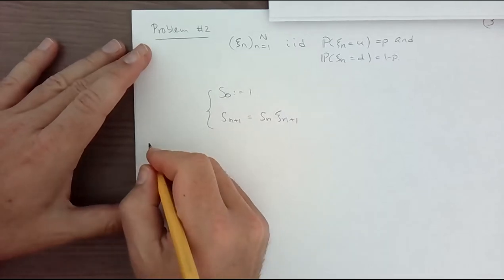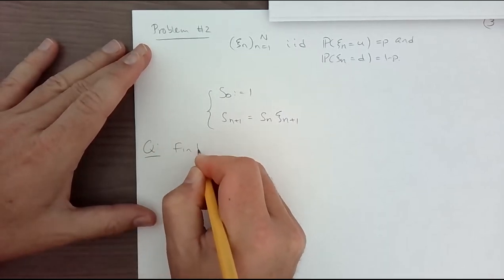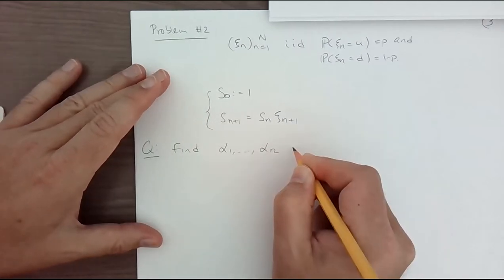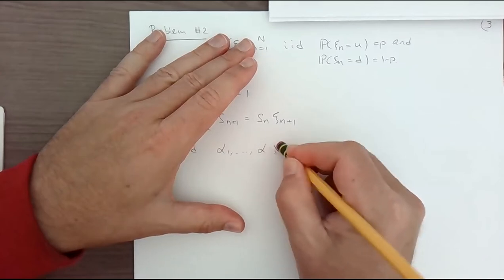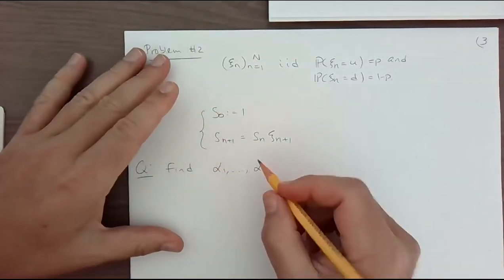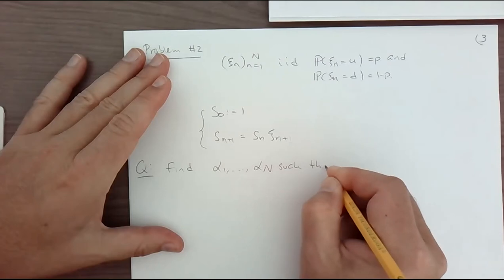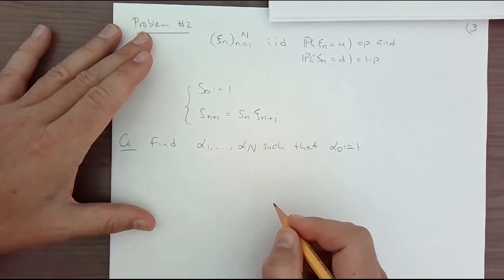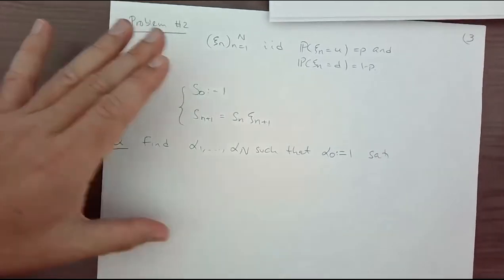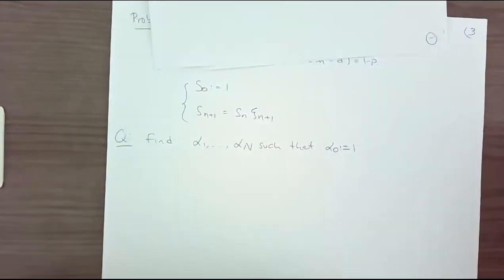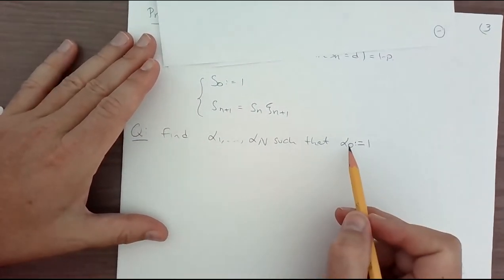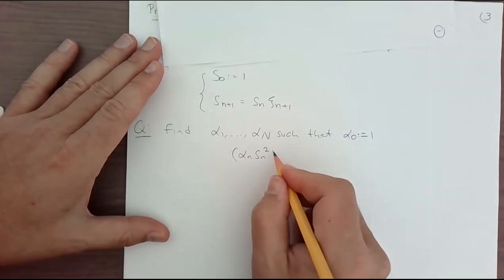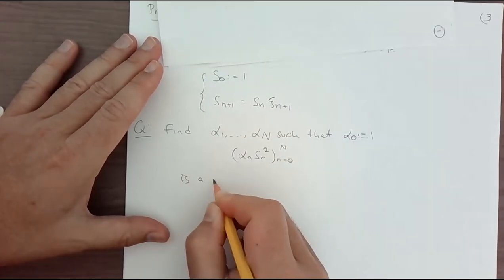So the question says, find alpha 1 up to alpha capital N, the same N as the one up there, where alpha 0 is just set to be 1, such that alpha n Sn squared, indexed from 1 to capital N, is a martingale.